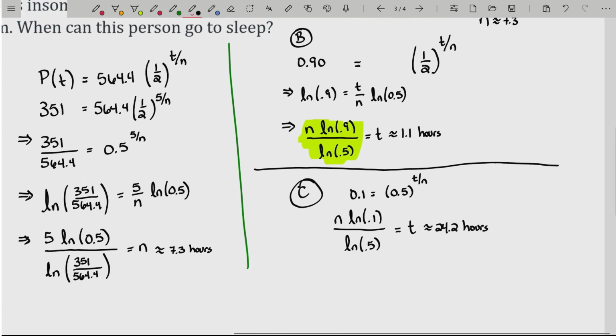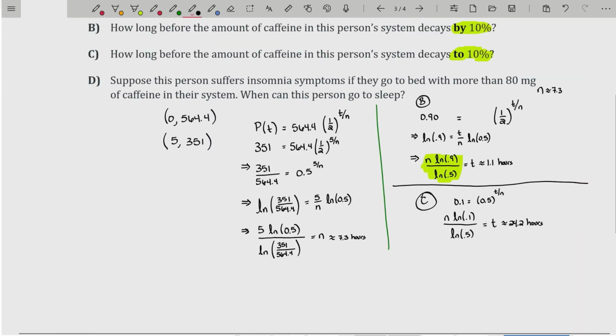And then finally, suppose this person suffers from insomnia symptoms. And if they go to bed with more than 80 milligrams of caffeine in their system, they've got issues, right? So maybe they just can't go to sleep if they have more than 80 milligrams of caffeine in their system. So judging based upon this problem that they had at 8 a.m., a 564.4 milligram dose of caffeine, when will it be realistic that this person can actually sleep?